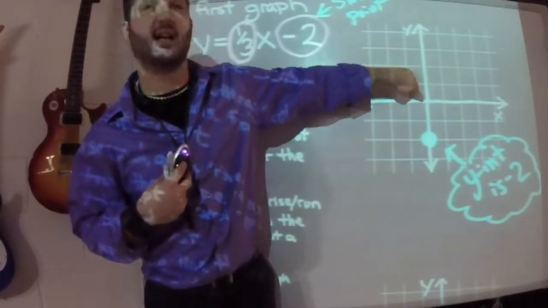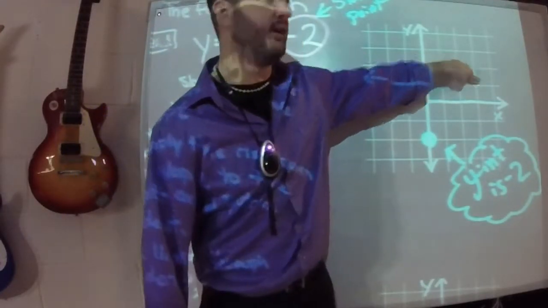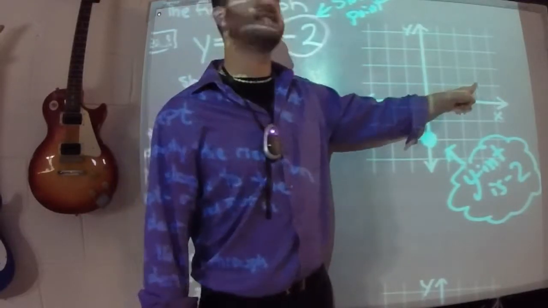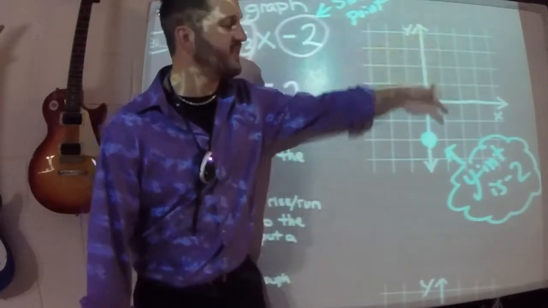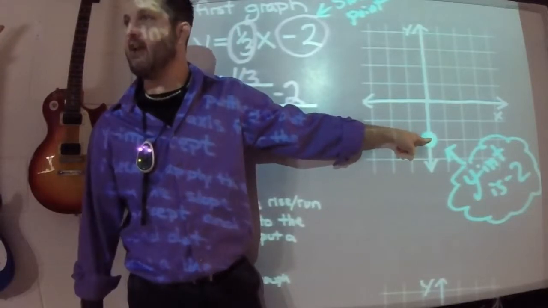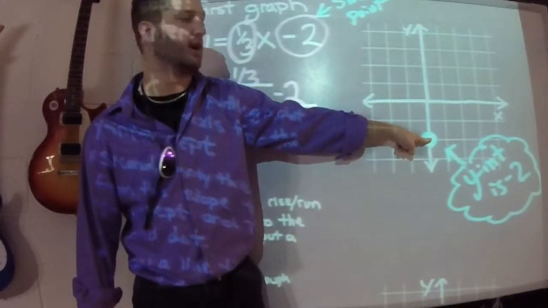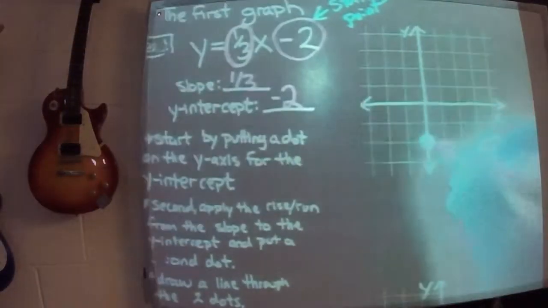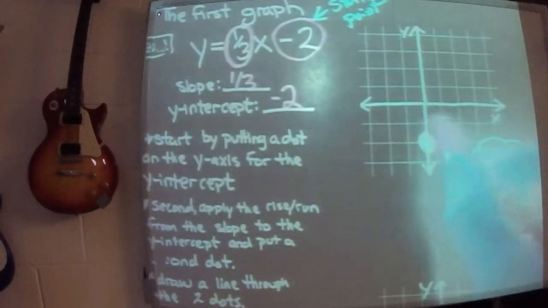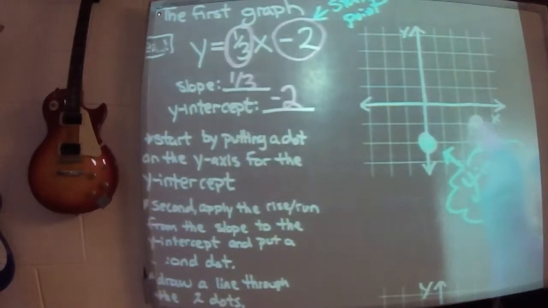Don't go to the origin and go up 1 over 3. I've seen that happen. People will go, oh, the slope's 1/3, so here's my second dot. No. Plot the starting point, and then from here, go up 1 and right 3. The line crosses through this point, and then goes up 1 over 1, 2, 3. And then you can draw the line through it.